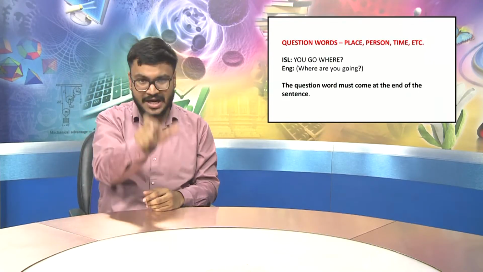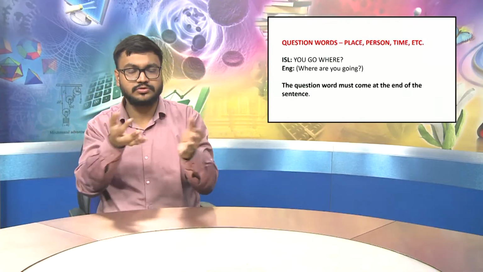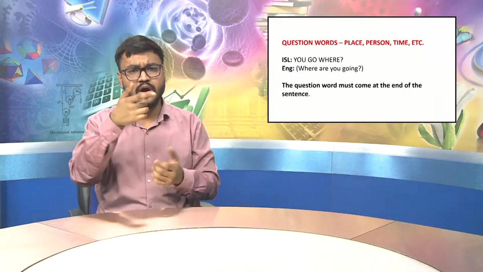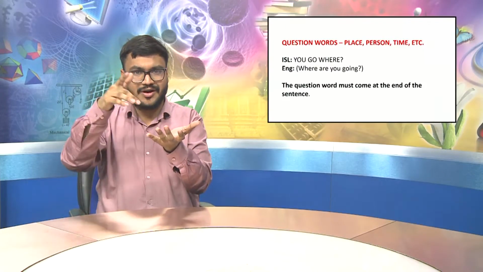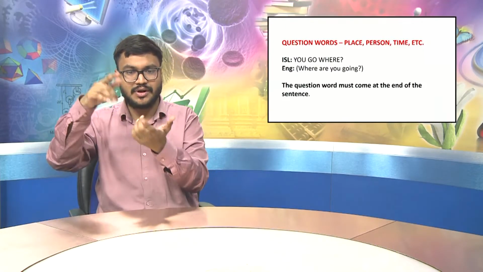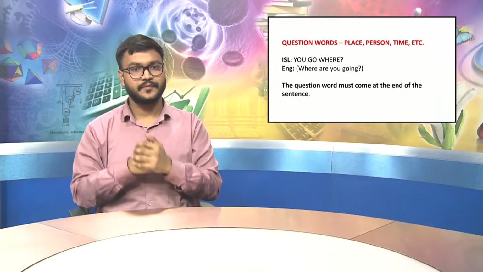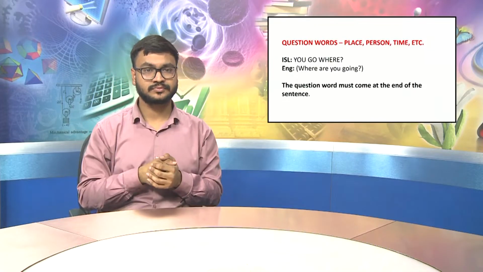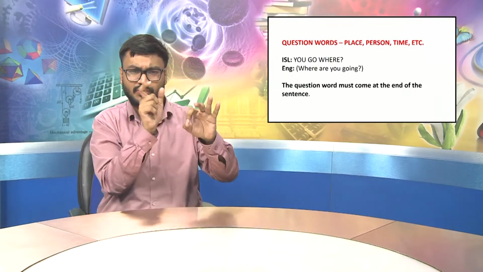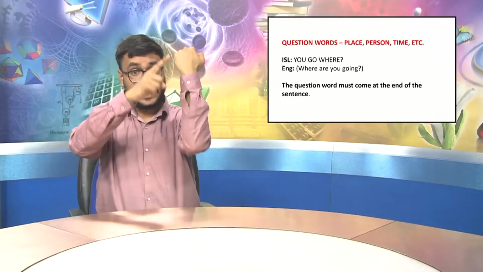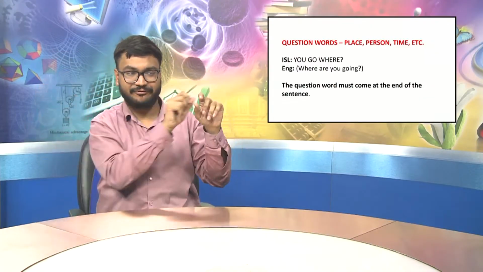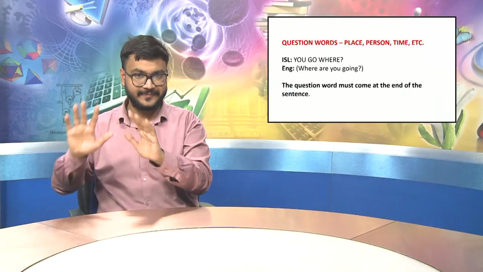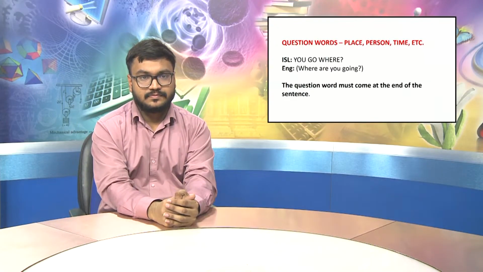For the question words, here it includes some place, persons, time, etc. those types of names. For example, where are you going? Here, the question word must come at the end of the sentence. For example, where, which is depicting the place.